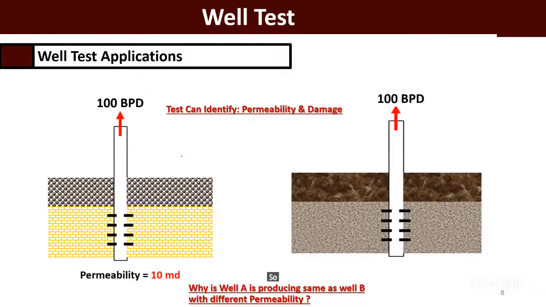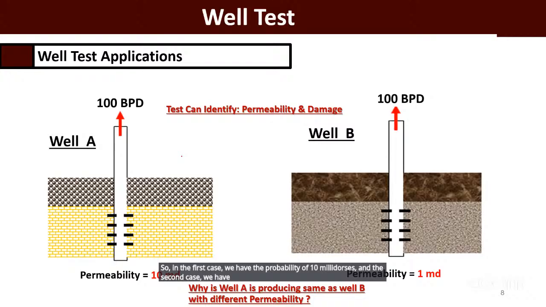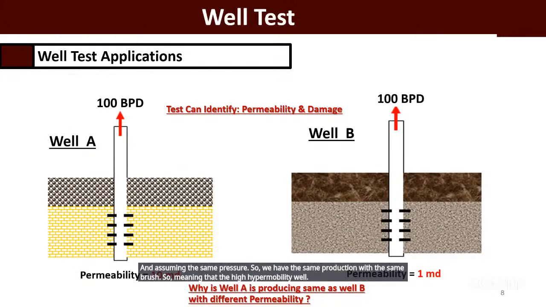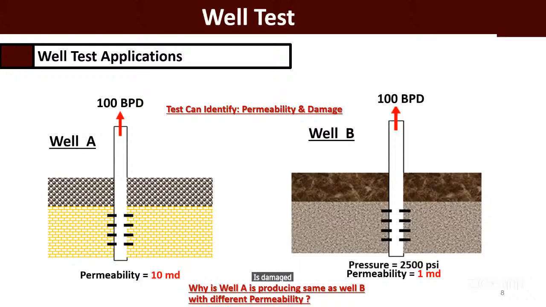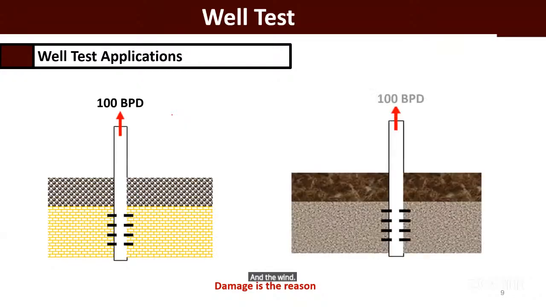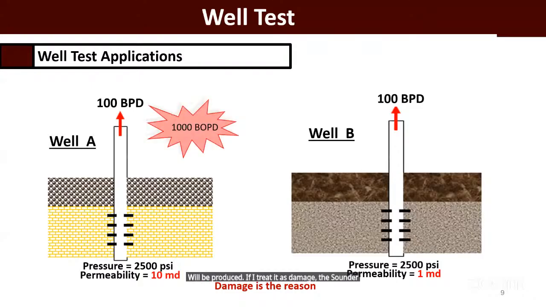So in the first case, we have a permeability of 10 millidarcies, and in the second case, we have a permeability of 1 darcy, assuming the same pressure. So we have the same production with the same pressure, meaning that the higher permeability well is damaged. So I can treat this damage, and the well will produce more. If I treat this damage, this 100 barrels could be 1,000 barrels, for example.